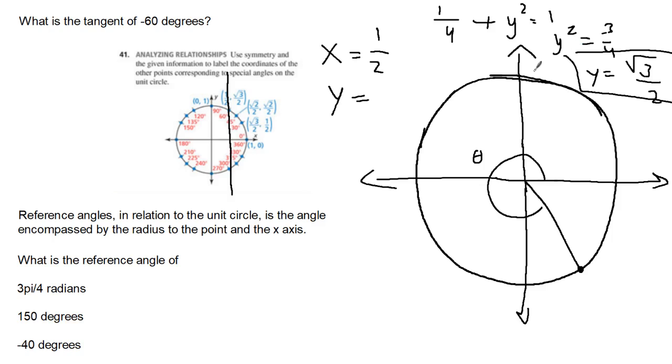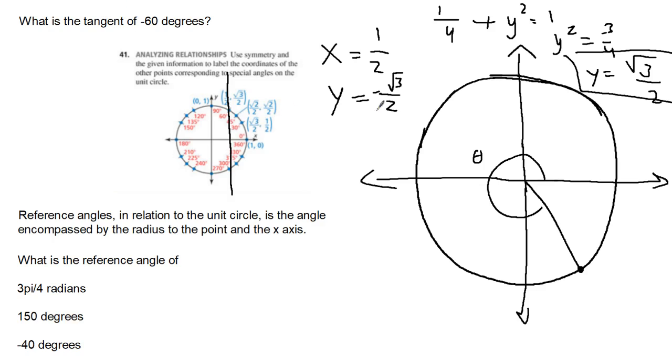But it's in the bottom, so we can't have square root of 3 over 2. We actually have to have negative square root of 3 over 2, right? So if it's in quadrant 1, it's always positive, positive. Quadrant 2 will be negative, positive. Quadrant 3 will be negative, negative. And quadrant 4 will be positive, negative, right?